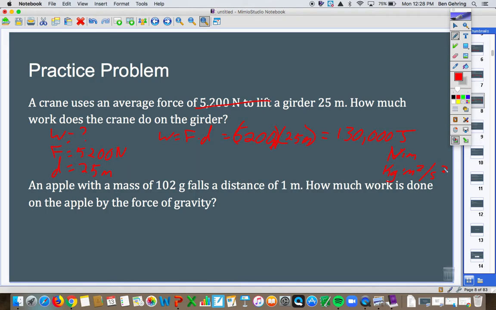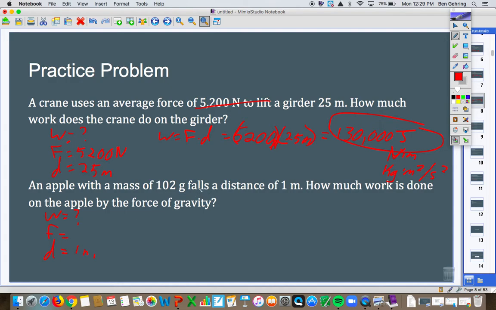Second question. An apple with a mass of 102 grams falls a distance of 1 meter. How much work is done on the apple by the force of gravity? All right, so what do I know? I'm looking for work. So work equals, I'm not sure. Okay, make sure we circle our answers here. In the past, we've done force and we've done distance. In this case, I know that my distance is going to be 1 meter.